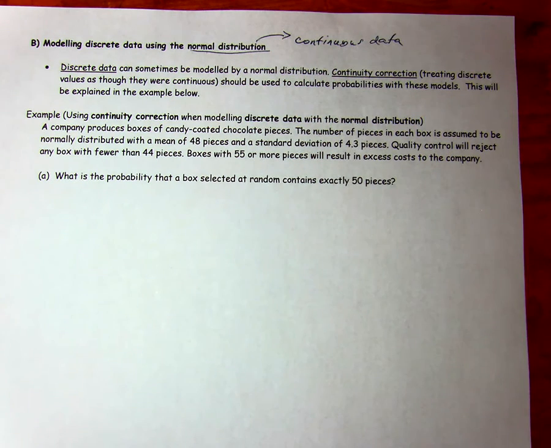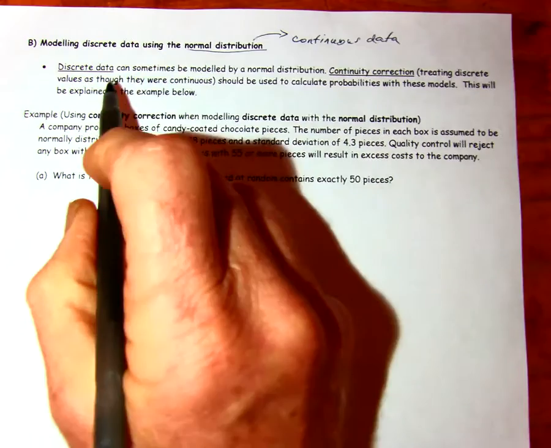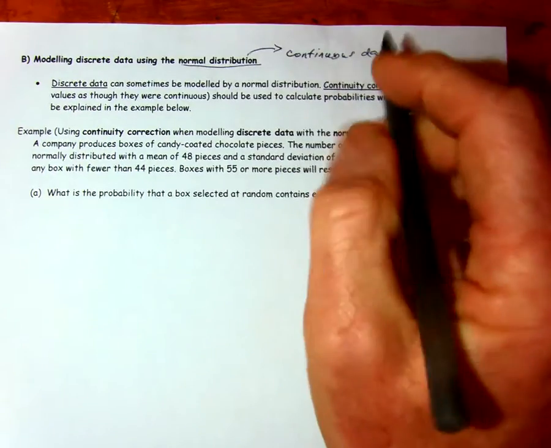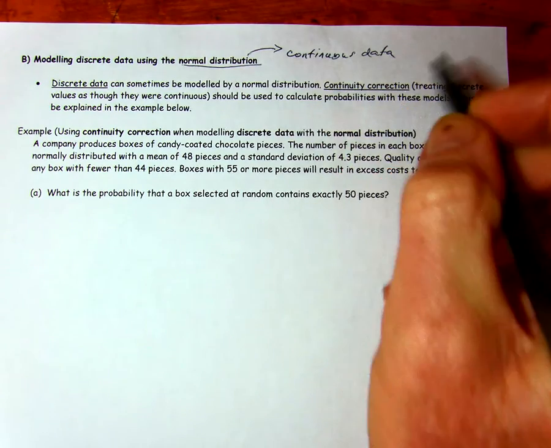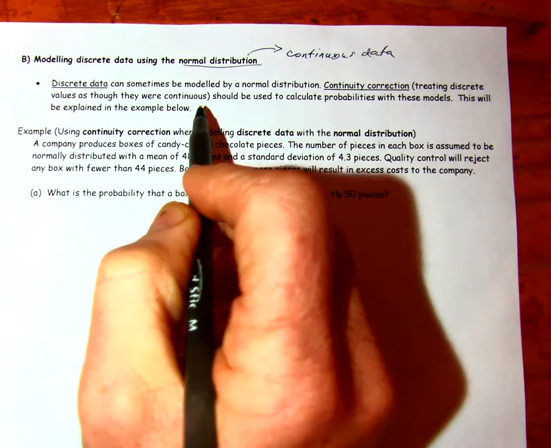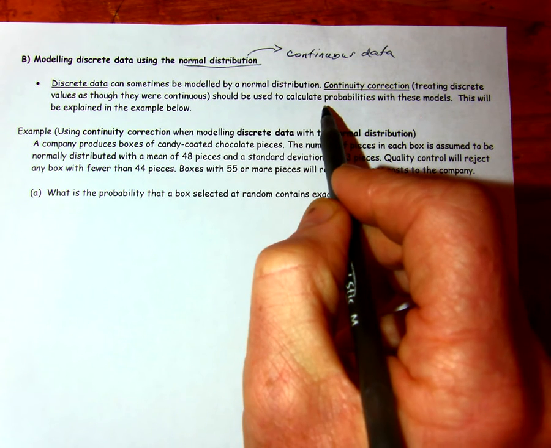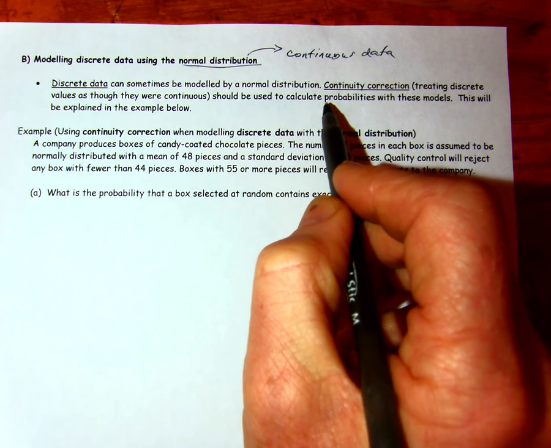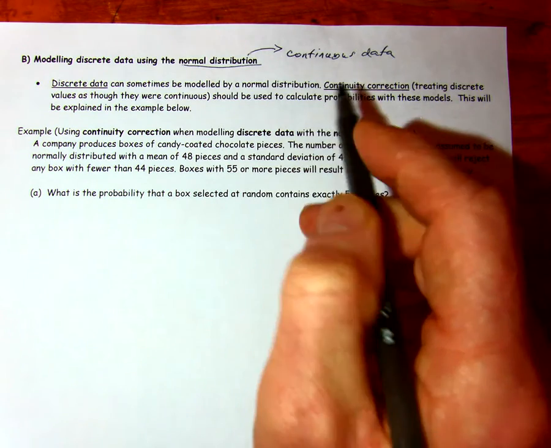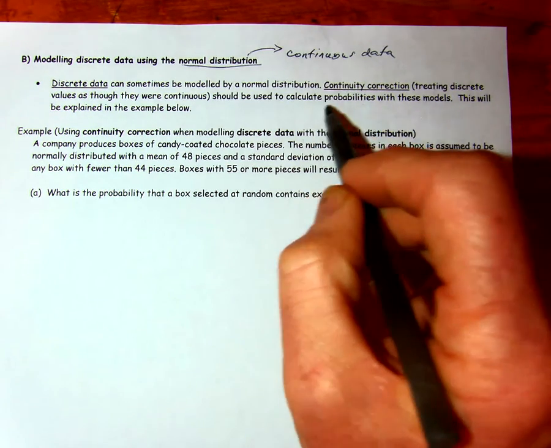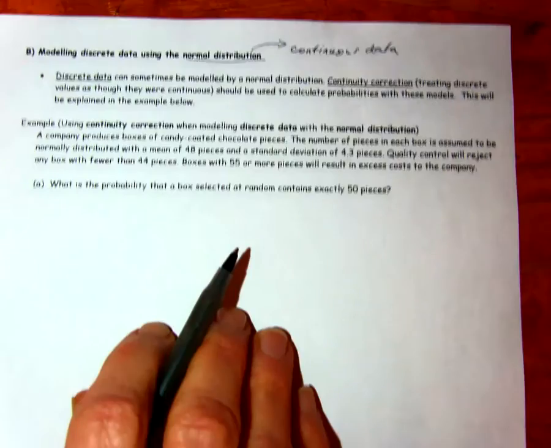All right. Discrete data can sometimes be modeled by a normal distribution. To do that, we have to do something called continuity correction, which is treating discrete values as though they were continuous. And I'll explain that in a second. It sounds like calc, because it's just the word continuous. Don't worry, it's not that bad. We're going to use this procedure to calculate probabilities. This will be explained in the example below.